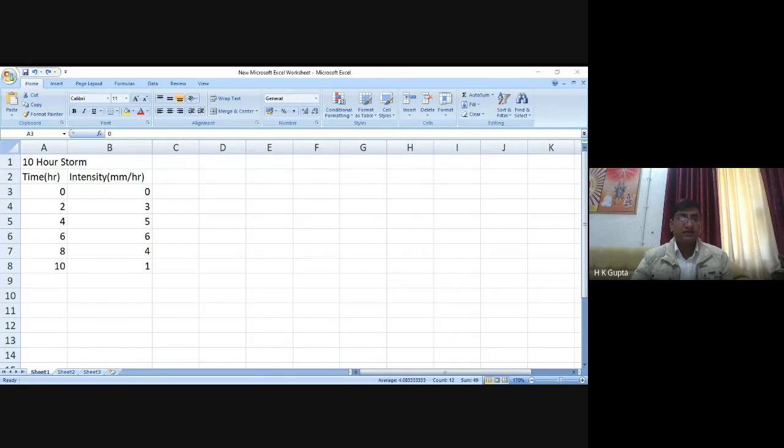This mass curve, what is this mass curve? This is basically, you can say, accumulated depth. So you will be saying the rainfall depth, in millimeter, versus time graph. Okay. So in the first 2 hours, this much of intensity is there, and then later on, this is the intensity. So how can you get the accumulated depth from there?